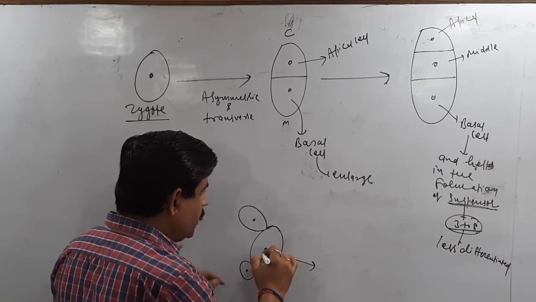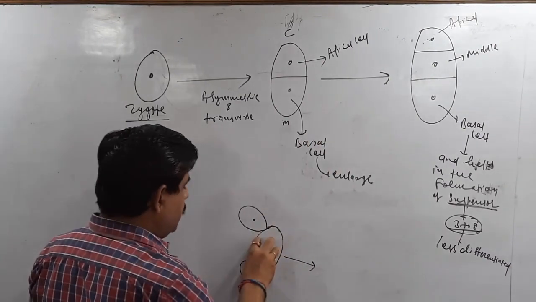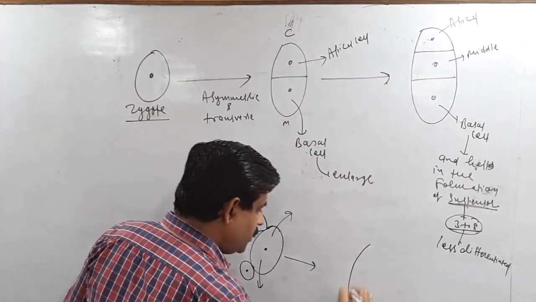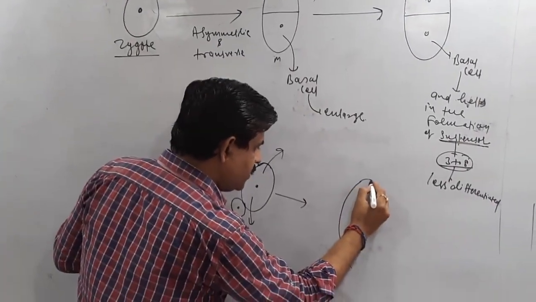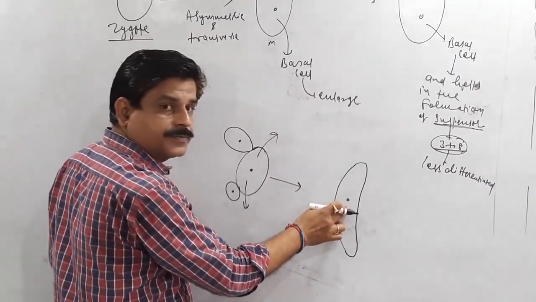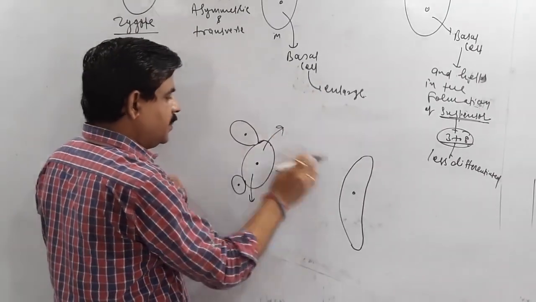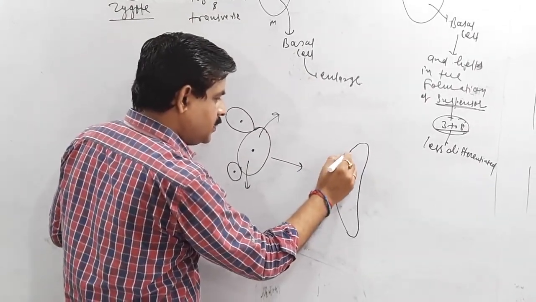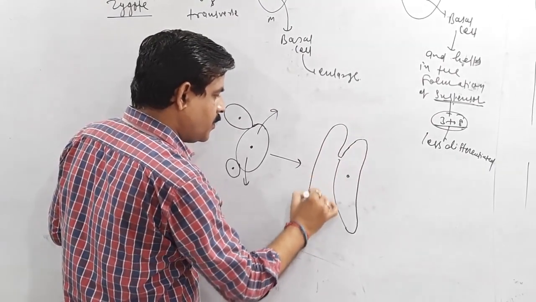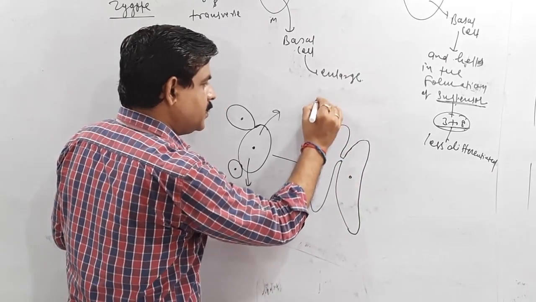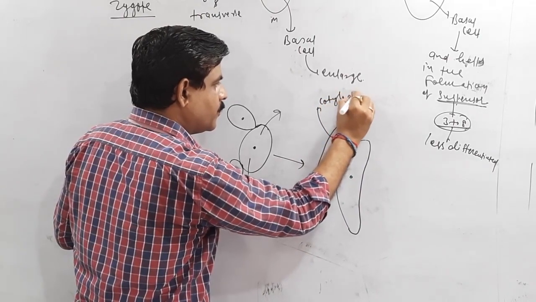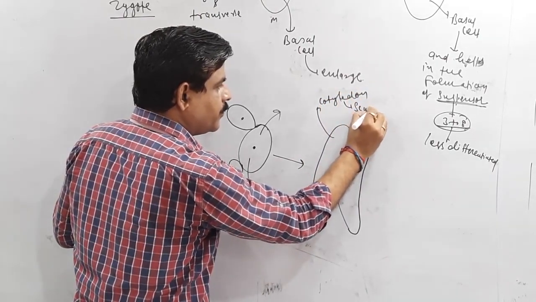Now this middle cell grows like this. When it grows and forms the embryonal axis, this is formed by this middle cell. And this apical cell forms the cotyledon, forms single cotyledon called scutellum.